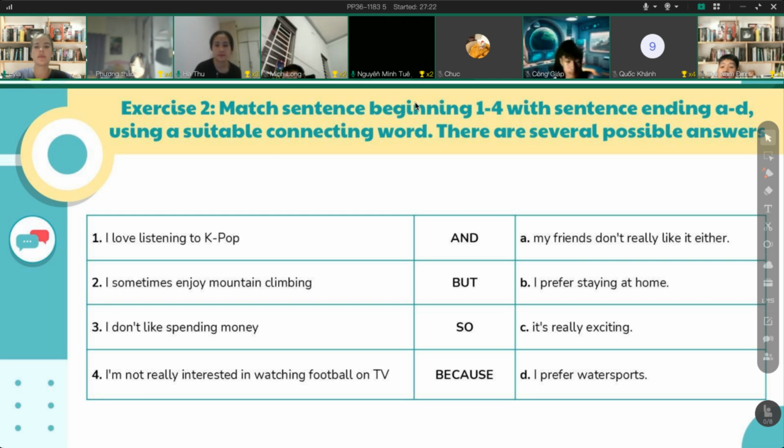It either. And my friend don't really like it either. I can't hear clearly. Please say again. And my friends don't really like it either. Yes. What linking word did you use? I couldn't hear your linking word. I use "and". Okay, thank you. I'm not really interested in watching football on TV, and my friends don't like it either.